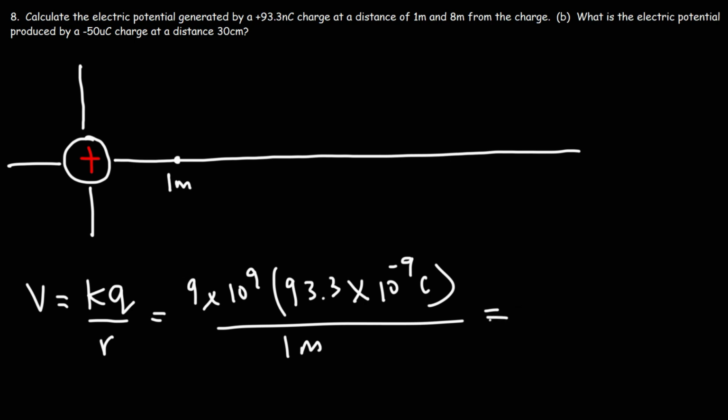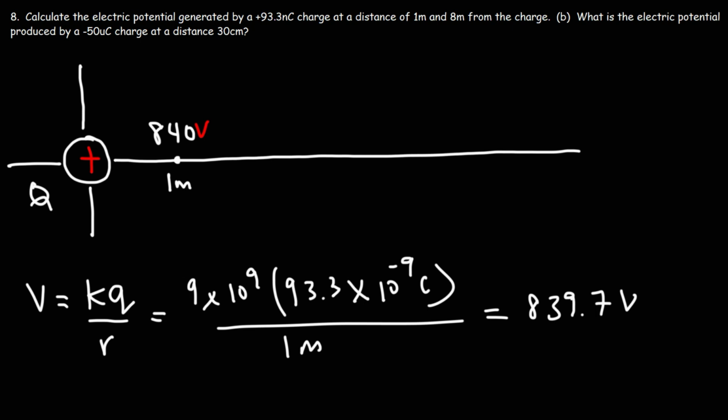So if we multiply these numbers, it will give us 839.7 volts. Now let's round that to 840. So at 1 meter, it's approximately 840 volts. So that is the electric potential at a distance of 1 meter from this particular charge.